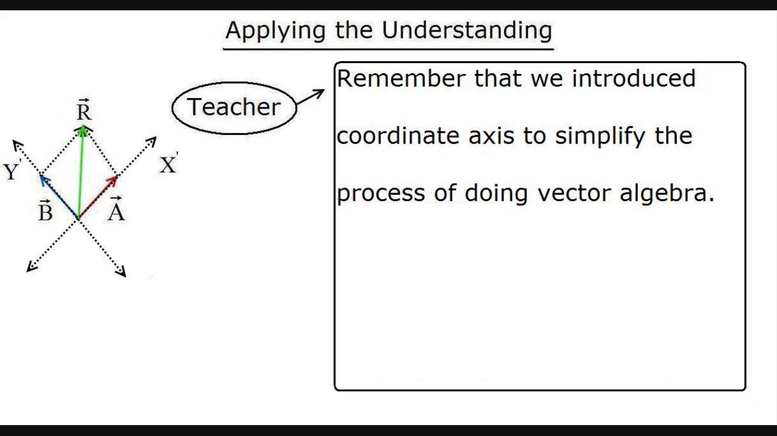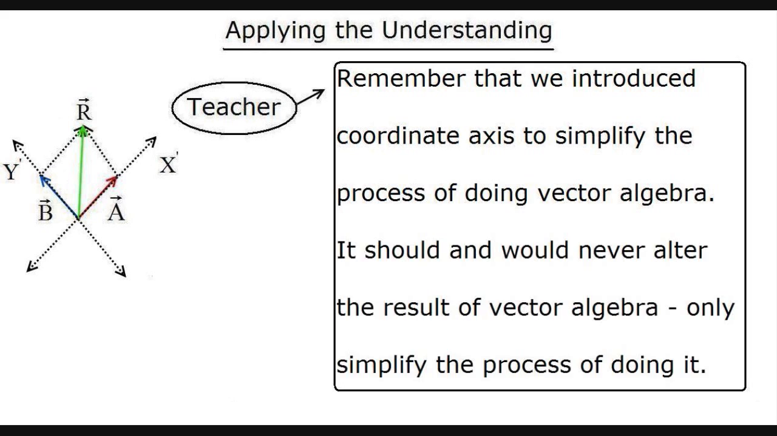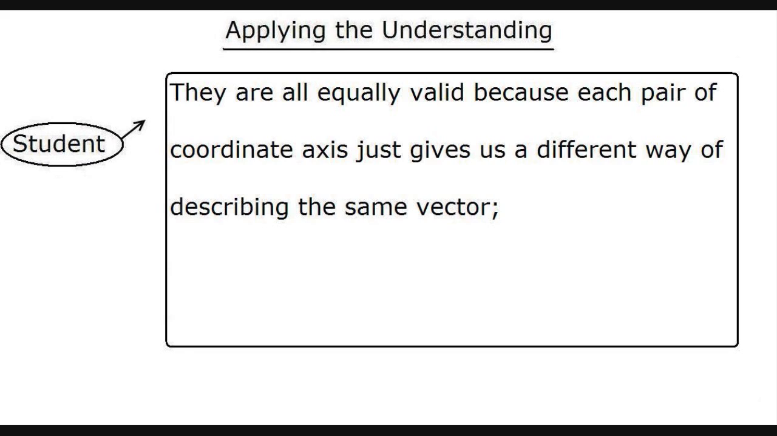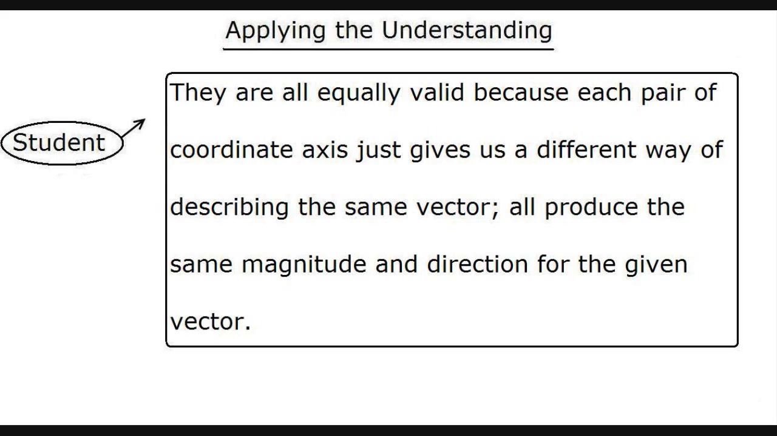Remember that we introduced coordinate axis to simplify the process of doing vector algebra. It should and would never alter the result of vector algebra, only simplify the process of doing it. Which is then the right pair of coordinate axis to choose? They are all equally valid, because each pair of coordinate axes just gives us a different way of describing the same vector. All produce the same magnitude and direction for the given vector.